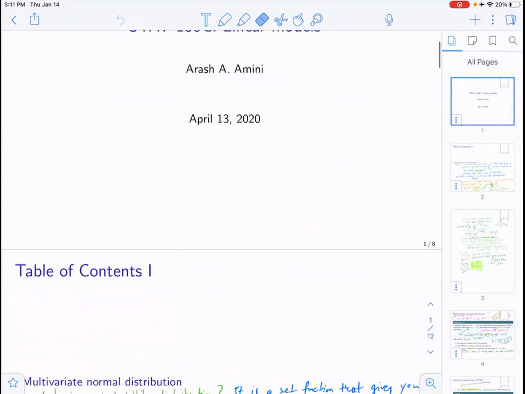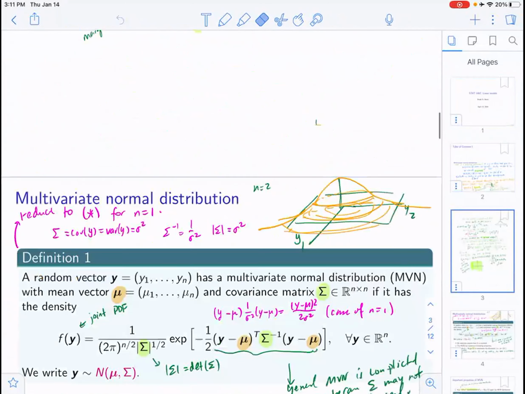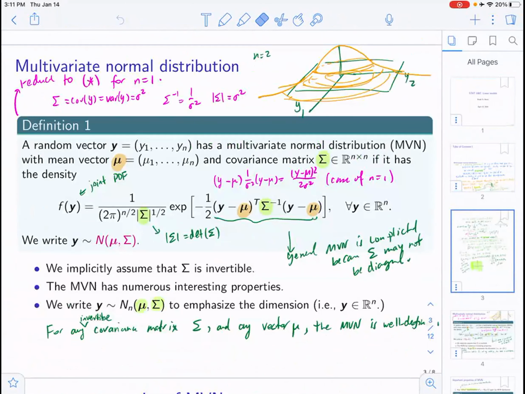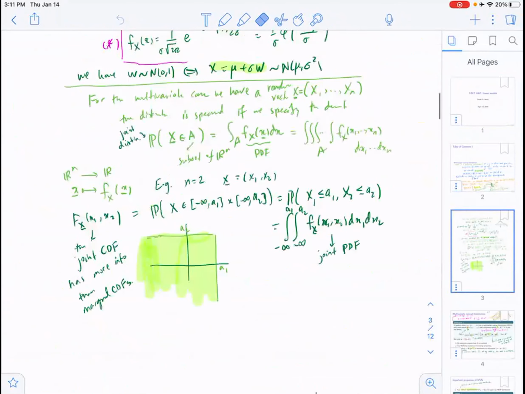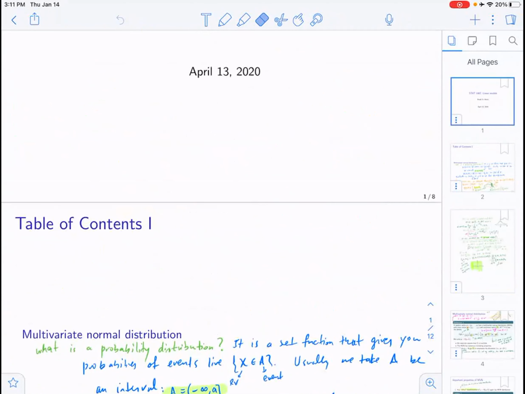And I want to maybe start by, so the idea is that we want to define this so-called multivariate normal distribution. But before doing that, maybe I would ask you guys about the usual univariate normal distribution. So how do you define the usual scalar normal distribution?